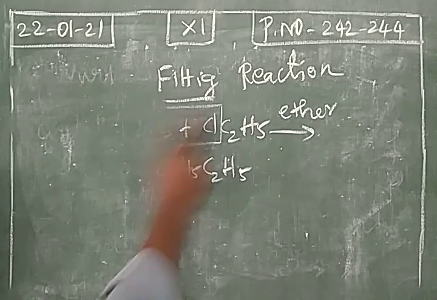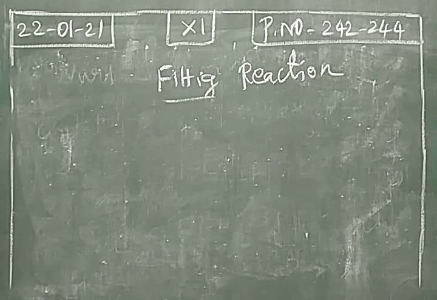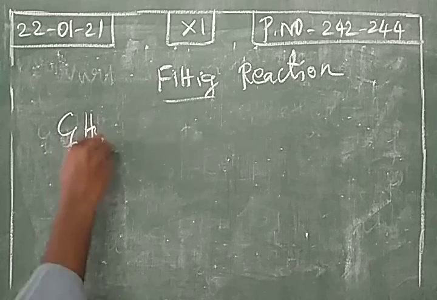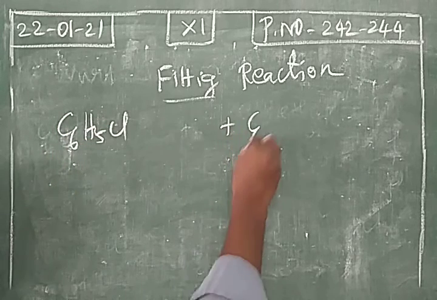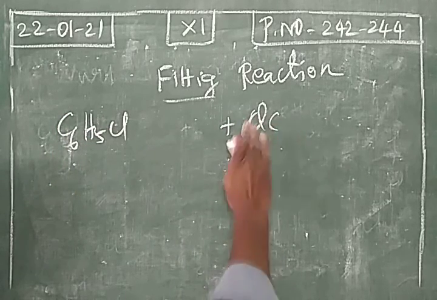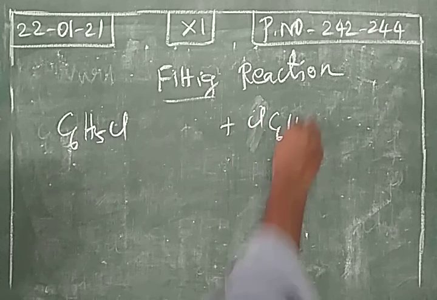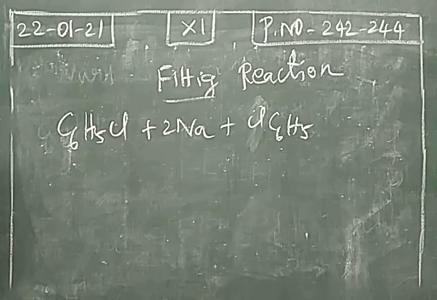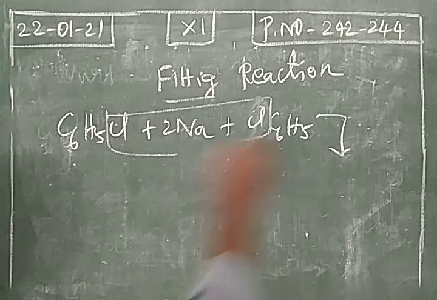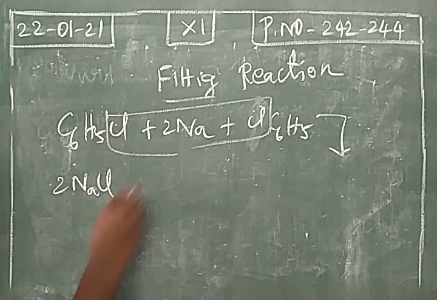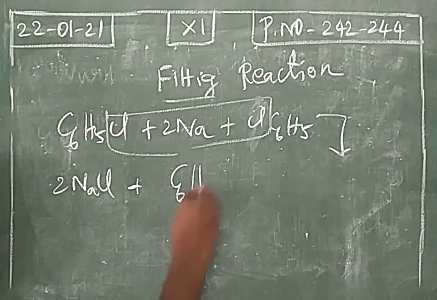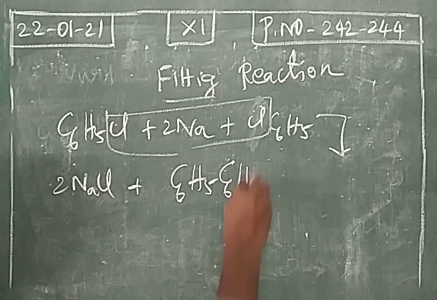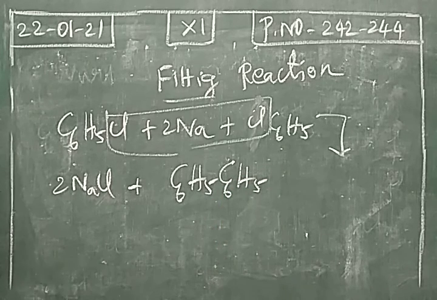Next one, Fittig reaction. Take 2 molecules of chlorobenzene, which is treated with sodium metal in the presence of ether. 2 molecules of sodium chloride is liberated with the formation of biphenyl or diphenyl. This is called a biphenyl. Okay, this is Fittig reaction.